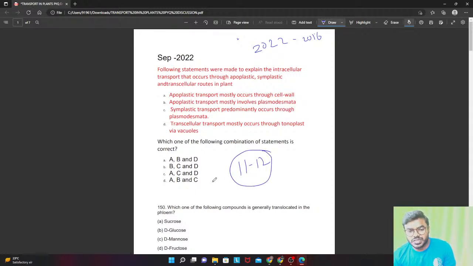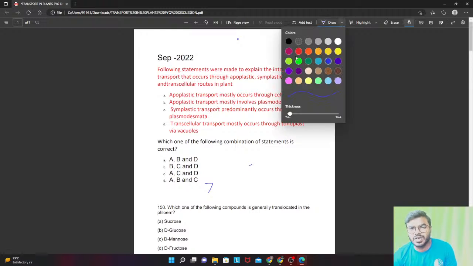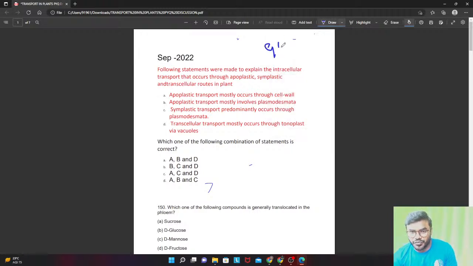Out of 11 to 12 questions, if you answer more than 8 correctly, it indicates that your preparation level is really excellent. Before starting the session, I am giving a hint: 95% of the questions are directly from the PowerPoint presentation itself, and you can easily answer them even if you don't read any book, as long as you understand the concept correctly.